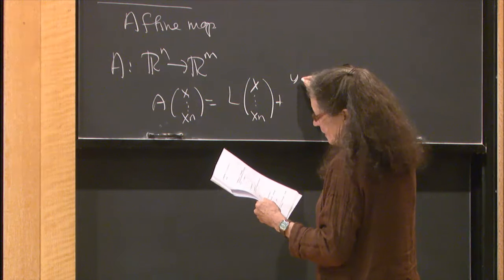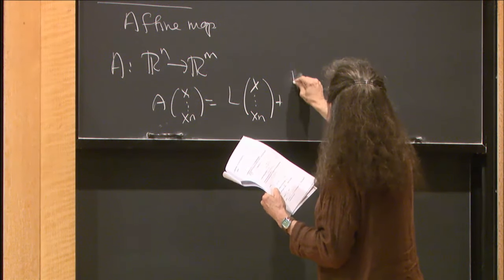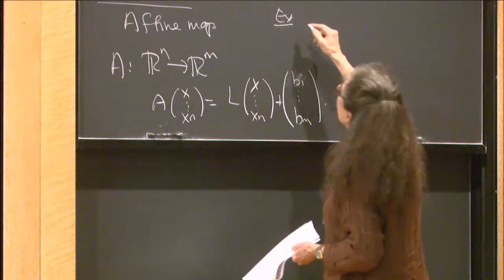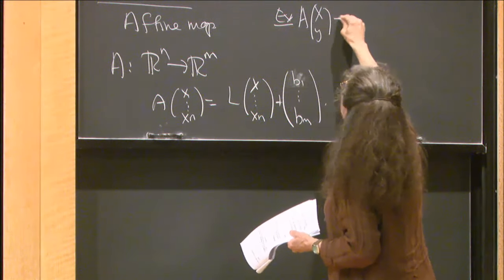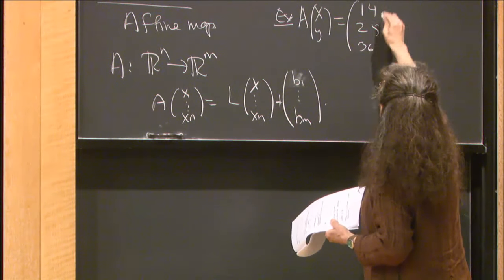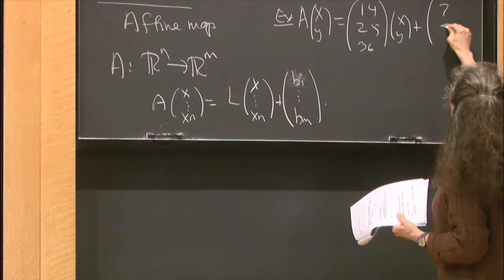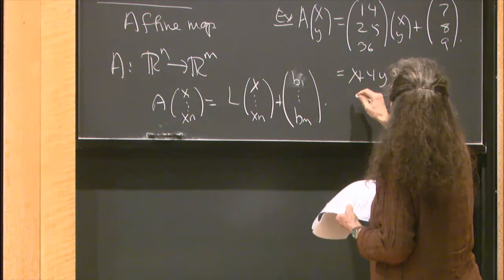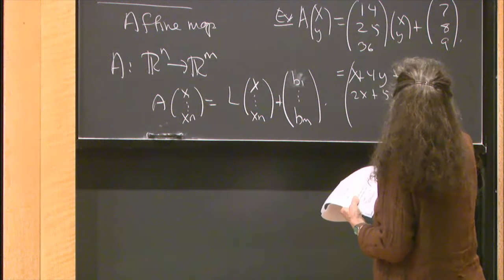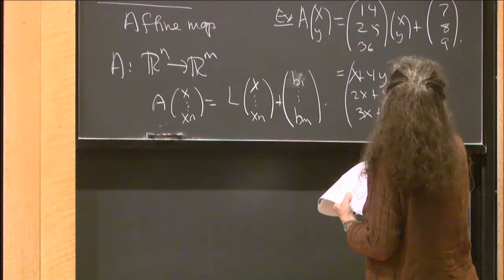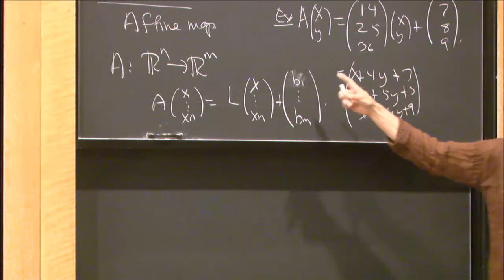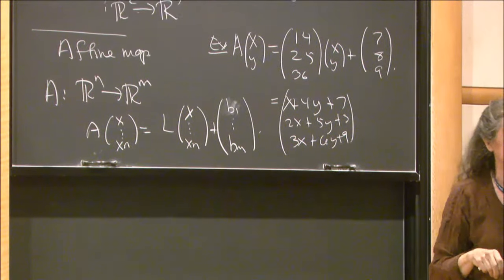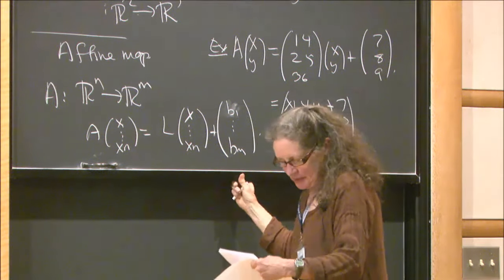So let's say b1 through bn. Right, so for example, I could take A of xy is equal to this one here. So 1, 4, 2, 5, 3, 6 times xy plus 7, 8, 9. So that would be x plus 4y plus 7, 2x plus 5y plus 8, 3x plus 6y plus 9. A lot of people would also call this a linear map too, but it's not linear in the sense of the definition of linear. I thought some of you might have been recently taking linear algebra, so I've stated it like this.